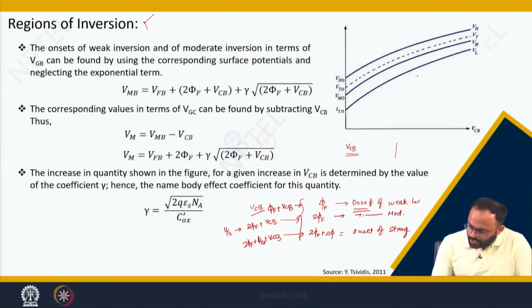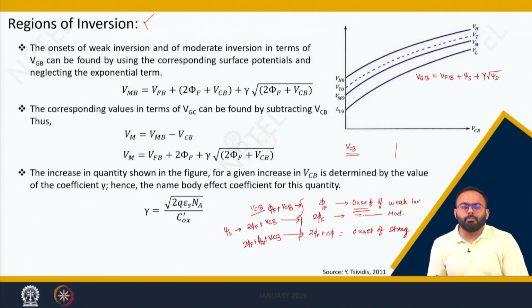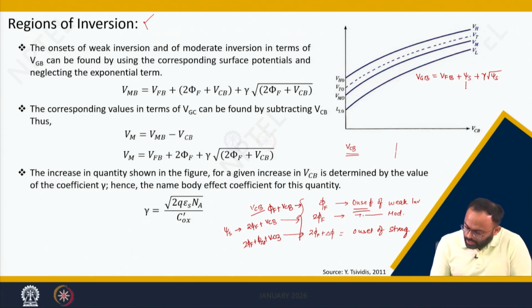So we know from our potential balance equation that VGB is equal to the flat band voltage plus psi s plus gamma root psi s. We have derived this equation in many places. So here when VCB comes into the picture, the surface potential or the onset point gets changed. So the VGB corresponding to which the onset of weak inversion occurs is defined as VLB.